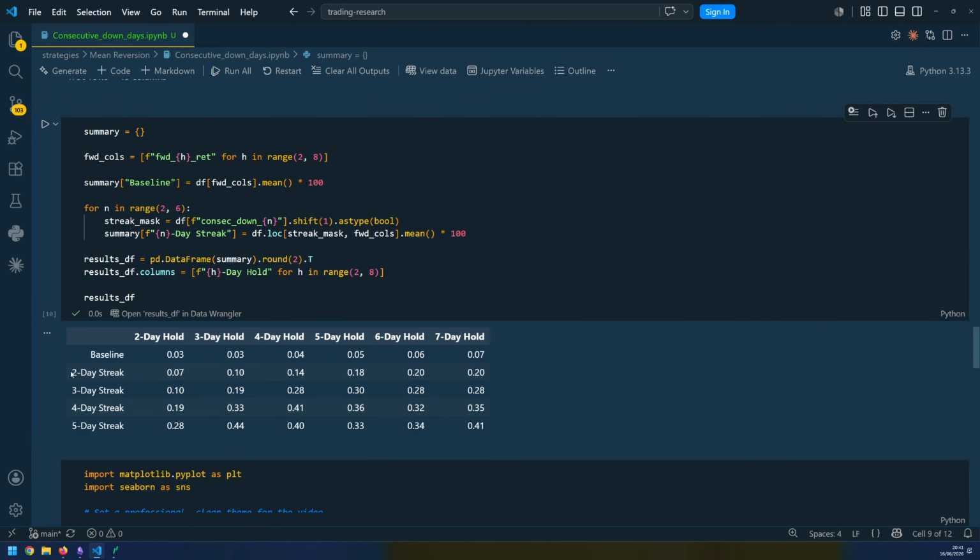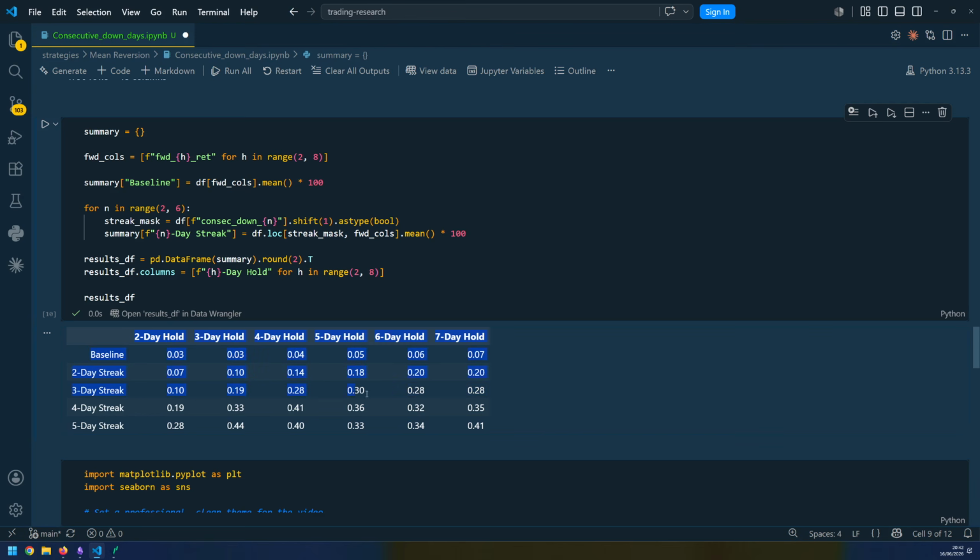For each multi-day streak, so a 2-day streak or a 3-day streak of red candles, I calculate the average return of holding for a number of days. I also calculated a baseline, and this looks at every single day. So basically there's no signals at all. It just takes every single day's entry, and then it calculates the multiple day holds for each of those days. The purpose of this is just to give me something to compare my results against.